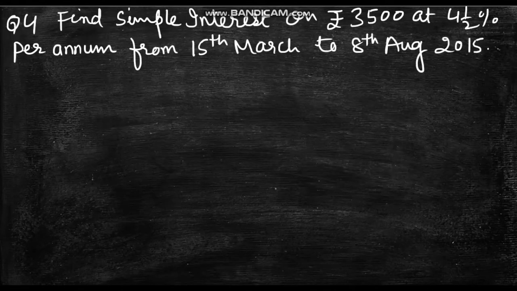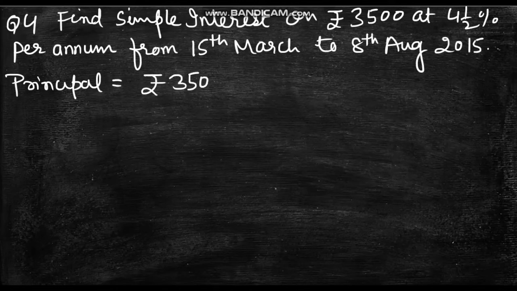Find simple interest on rupees 3500 at 4.5% per annum from 15th March to 8th of August 2015. See here children, again time is given from 15th March to 8th August. So we have to calculate it. So first of all, let us write down what is given. See here, principal amount is given. How much? Rupees 3500.